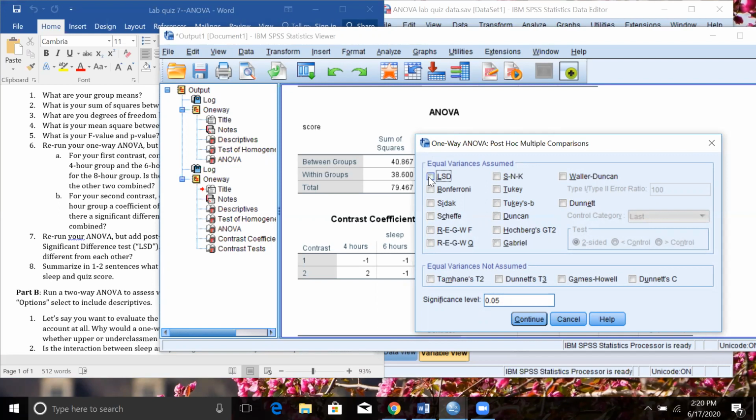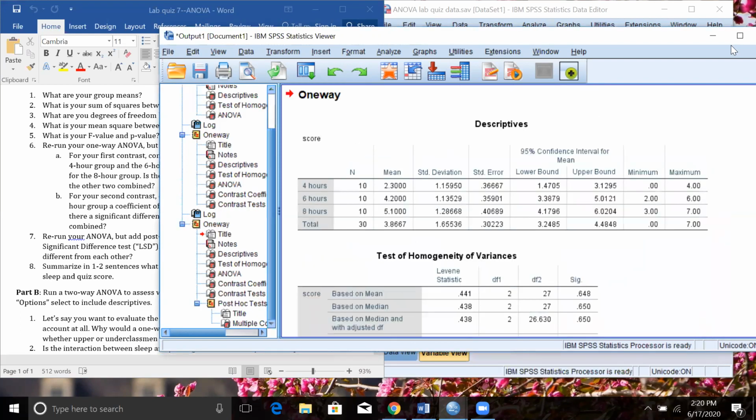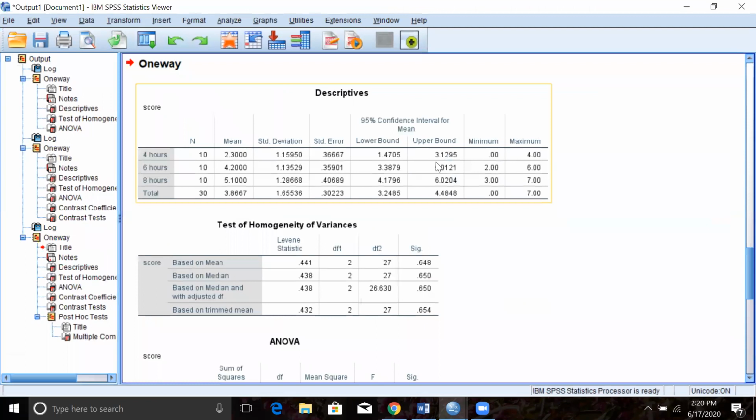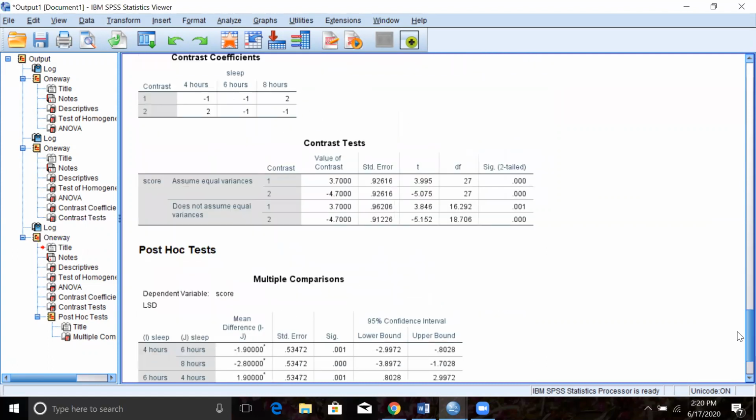I like Fisher's least significant difference. That's the one I've always used. Bonferroni is a fun word to say, so you can do that one too if you want. But for this quiz, let's just do a Fisher's LSD test. Rerun your ANOVA. Again, the descriptives never change no matter what follow-up test you do. The means are the means. The F statistic doesn't change, right? The overall ANOVA tells us that the groups are different.